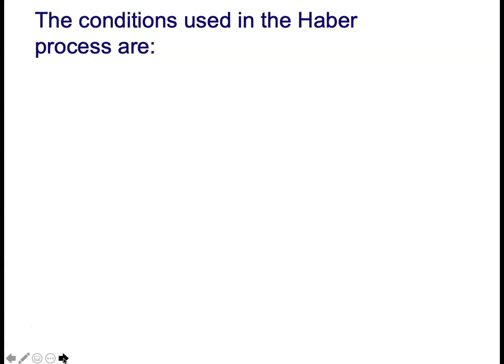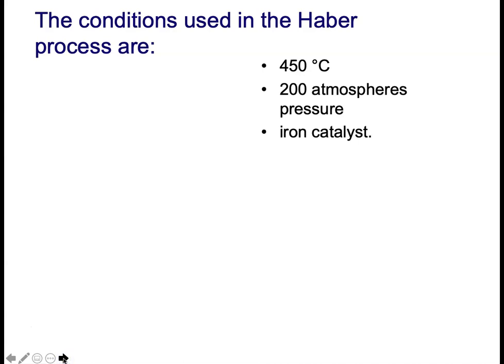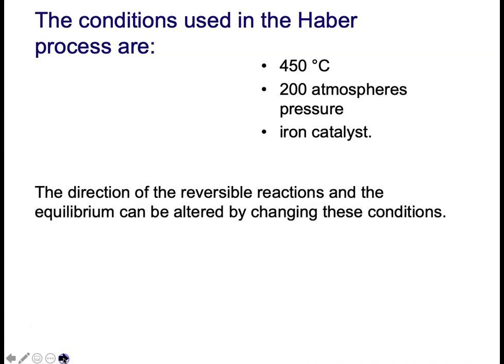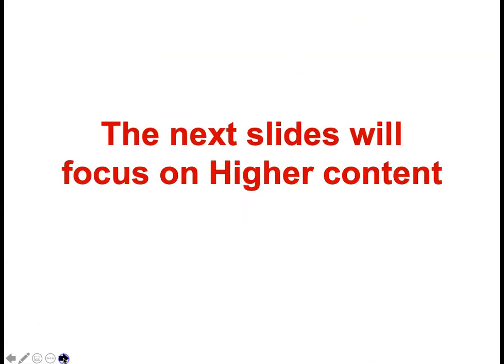Now, please learn these conditions for the Haber process. Temperature at 450 degrees, pressure at 200 atmospheres, and an iron catalyst. These are the optimum conditions you need to form large amounts of ammonia.